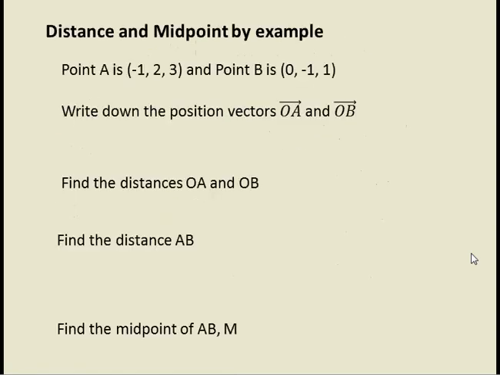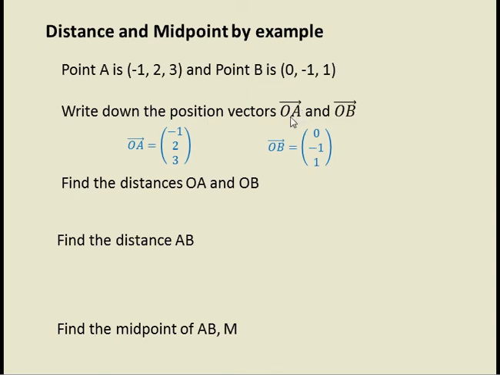Okay, here's another example where this is useful, with finding distance and finding midpoints. We'll look at this example, and hopefully this will help you understand a bit more. We have point A and point B. We're in 3 dimensions here. So point A is (-1, 2, 3), so the position vector of A is (-1, 2, 3). Point B is (0, -1, 1), so the position vector is (0, -1, 1).